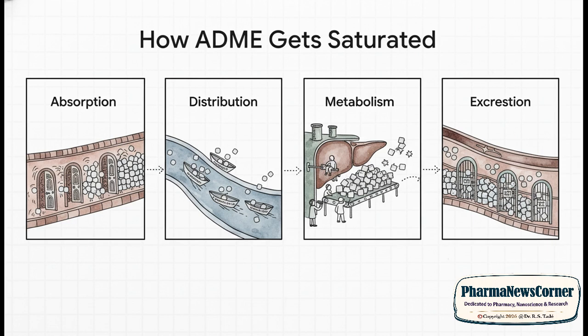Then for distribution, the proteins in our blood that carry drugs around only have so many parking spots. When they all fill up, like with phenytoin, the amount of free, active drug floating around goes way up. Metabolism is actually the most common place for saturation. The liver enzymes that break down drugs like phenytoin and even alcohol just can't work any faster. And finally, during excretion, the transporters in the kidneys that are supposed to kick drugs out, like penicillin, can also hit their limit.